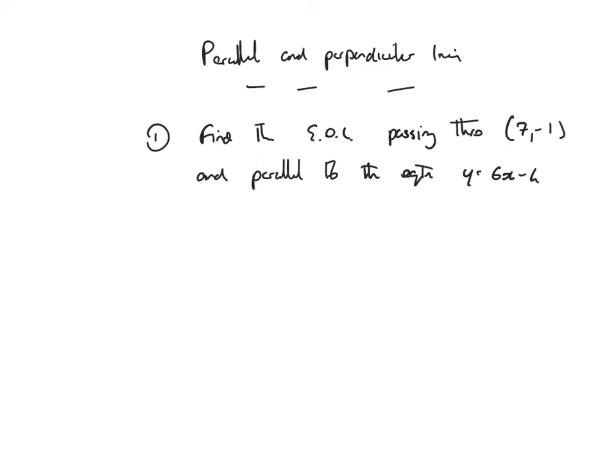Okay, so what do we need for the equation of a line? Point and gradient. What's the gradient? This is already written in the form y equals mx plus c, so we can see that m, the gradient, is equal to 6. Parallel lines have equal gradients, so the gradient of our line is also 6.